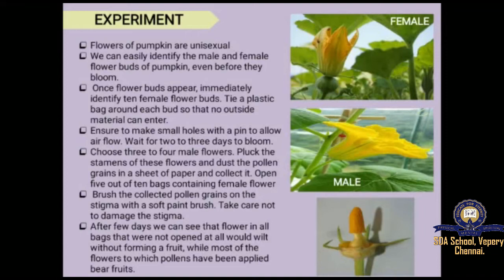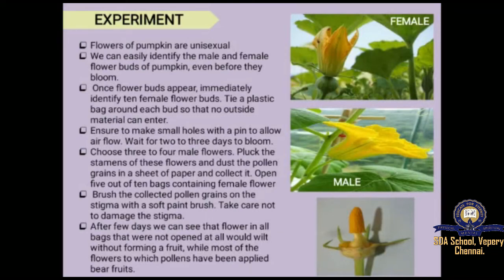Then choose 3 to 4 male flowers. Pluck the stamens of these flowers. We have to choose 3 to 4 male flowers and just take the stamen. We all know, right? The stamen has anther and filament. Both together make the stamen. So we have to pluck the stamens of these flowers and dust the pollen grains onto a sheet of paper and collect them.